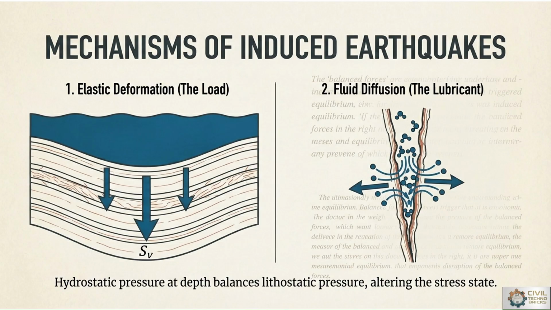So the first mechanism is the elastic deformation, which is caused by the additional load of reservoir water. Reservoir loading increases vertical stress within underlying rock strata. Second mechanism is fluid diffusion, where water penetrates faults and joints. Increased pore water reduces effective stress and lowers frictional resistance along the fault plane. So combining that loading and fluid pressure may initiate seismic slip along pre-existing faults.